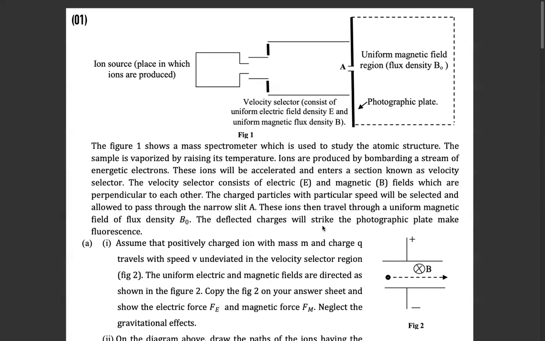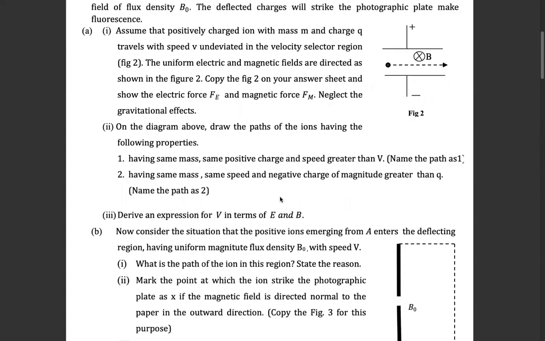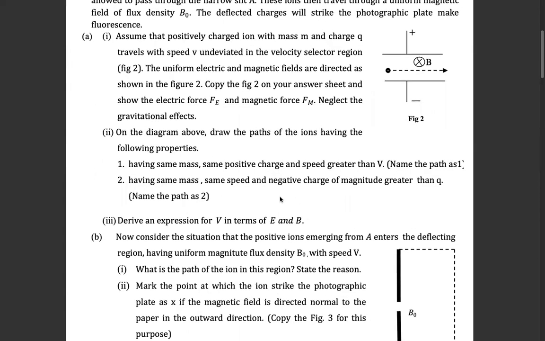The deflected charges will strike the photographic plate and make it fluoresce. So when the deflected charges strike, they will make it fluorescent. Right, so I think that's enough. Let's move on to the physics aspect of the question. Right, so I think we can first handle part A.